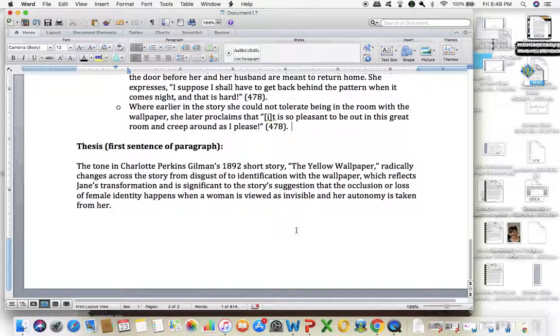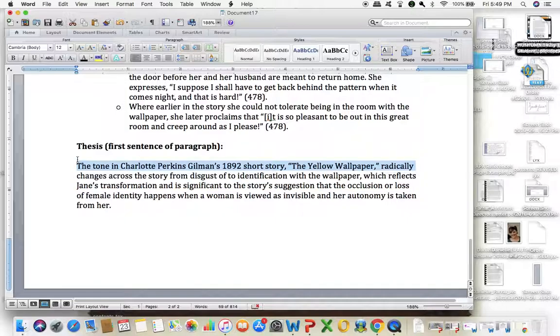So this is a thesis or topic sentence, if I were writing this discussion, that I would come up with. And what it says is, the tone in Charlotte Perkins Gilman's 1892 short story, The Yellow Wallpaper, radically changes across the story from a disgust of to identification with the wallpaper, which reflects Jane's transformation and is significant to the story's suggestion that the occlusion or loss of female identity happens when a woman is viewed as invisible and her autonomy is taken from her. So yes, it's a long sentence, but it has everything that an argumentative sentence needs to.